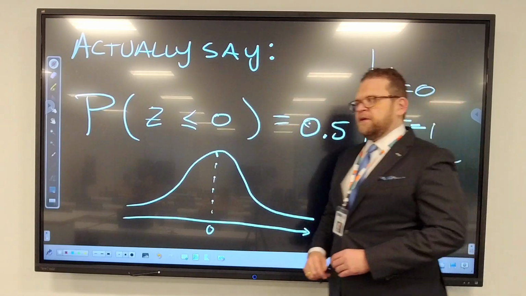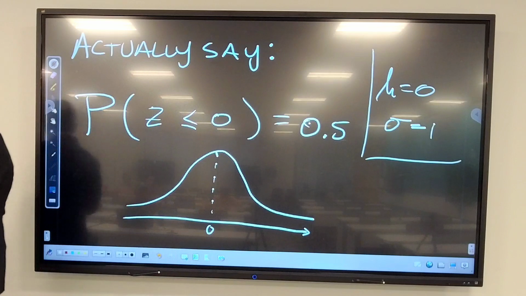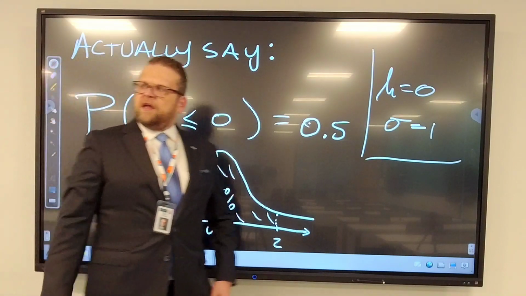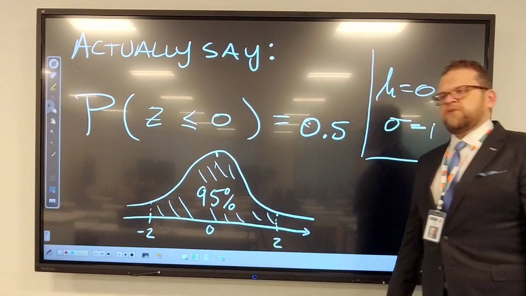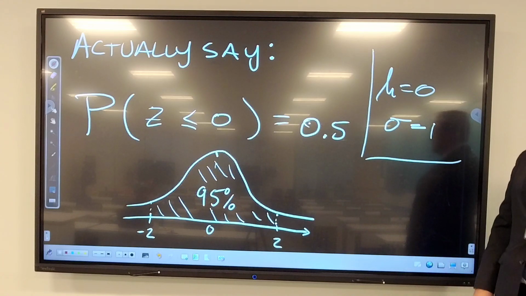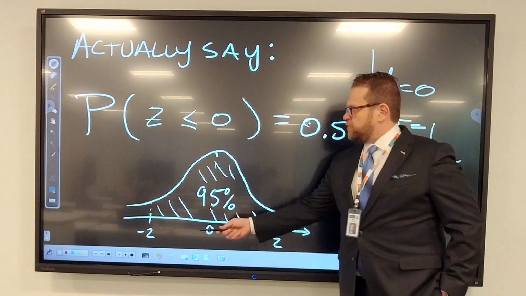In fact, between minus 2 and 2, you have what percentage of the area? We talked about this in a different week. 95%. Between minus 2 and 2, you know, I'm looking at my list of numbers, and it's a huge long list, thousands and thousands of numbers, and I'm like, dang, 95% of these numbers are between minus 2 and 2. Every now and then there's one that's like 3 or 4 or 10. But most of them, 95% of them, are between minus 2 and 2.